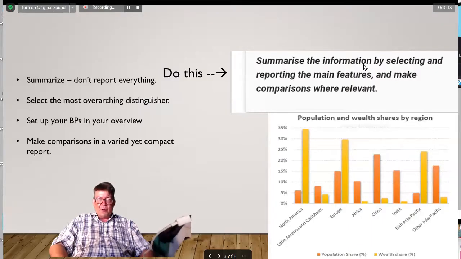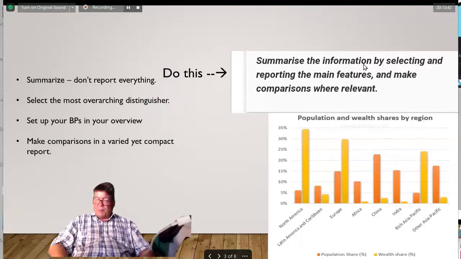Whatever you state in your overview, you want to cover that in your body paragraphs, and make comparisons in a varied yet compact report. By varied, I mean that you report numbers in different ways. You don't use the same language to report numbers again and again.